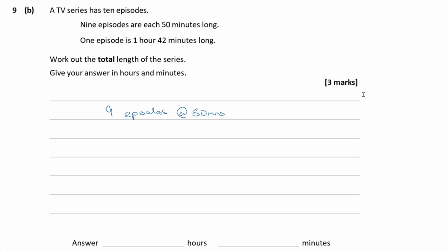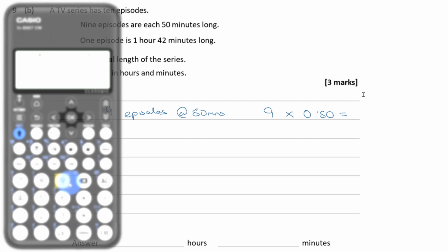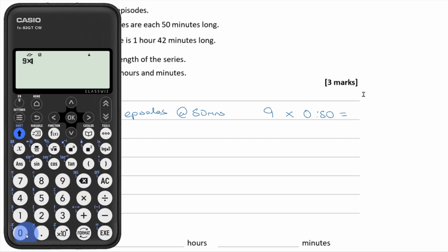So the total amount of those is going to be 9 times those 50 minutes, isn't it? Okay, now I'm going to use the time key on the calculator to do this. So I'm going to do 9 times and then 0, press the time key, and then the 50, and then press the time key. So that's 9 lots of 50 minutes. And you can see that comes to an answer of 7 hours and 30 minutes. So I'm just going to write that down as 7 hours and 30 mins.